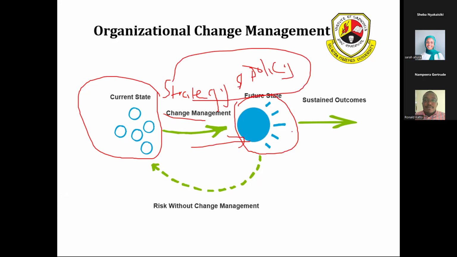Why? We want a sustained outcome. That is the primary objective. We want a sustained outcome. The reason for the change management is to reduce risks that come from resistance to change, or failure for us to achieve our objective, or failure to move from our current state to the future state that we want.